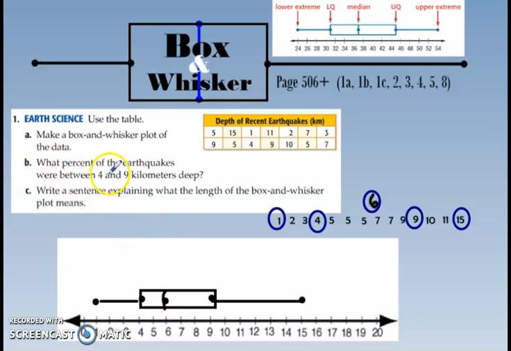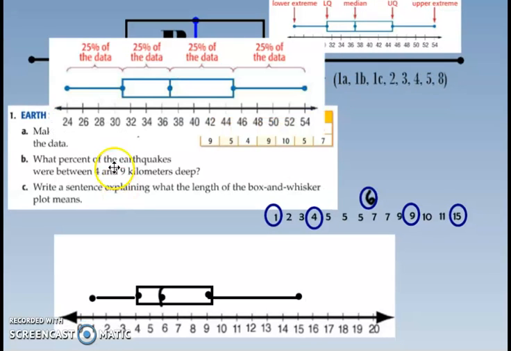Anyway, so what percent of the earthquakes are between 4 and 9 kilometers deep? Well, let's look at that. Okay, and so remember that each one of these is a quartile or a quarter of the data.